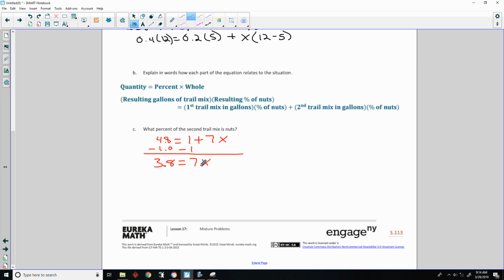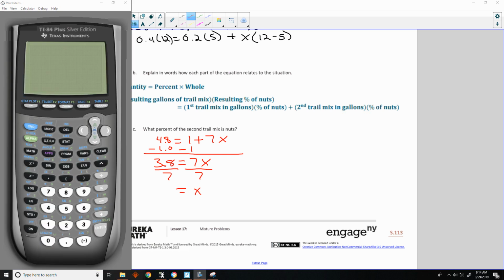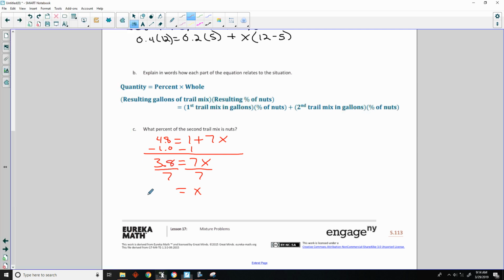Okay, so 3.8, now we want to divide by 7. And x equals, let me get my calculator. Okay, here we go. 3.8 divided by 7 is 0.543 approximately, or 0.5429, which is 54.29%. Approximately. Since I rounded, I'll use the approximate.